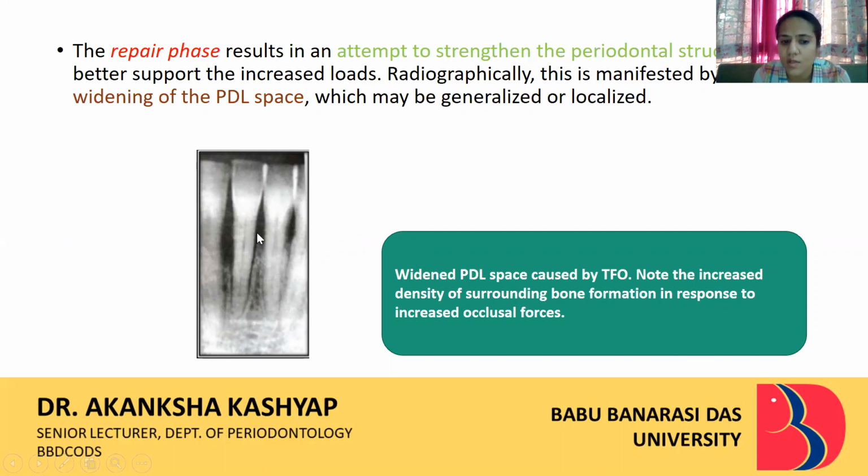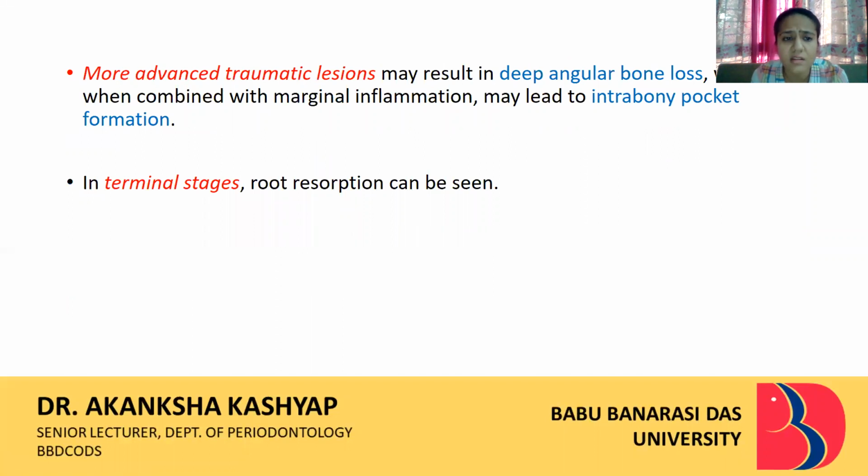So because of the loss of the lamina dura, there is widening of the periodontal ligament space, which can either be generalized or localized. And when there is a more advanced traumatic lesion, this may result in formation of deep angular bone loss. And when combined with marginal inflammation, it leads to the formation of marginal inflammation.